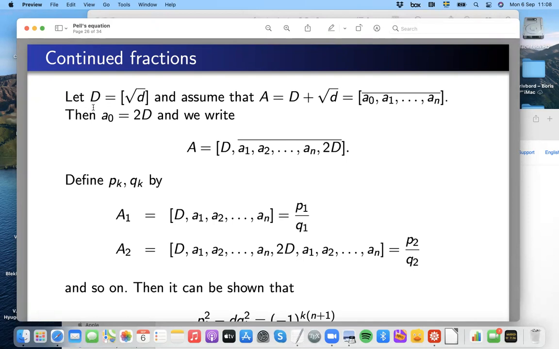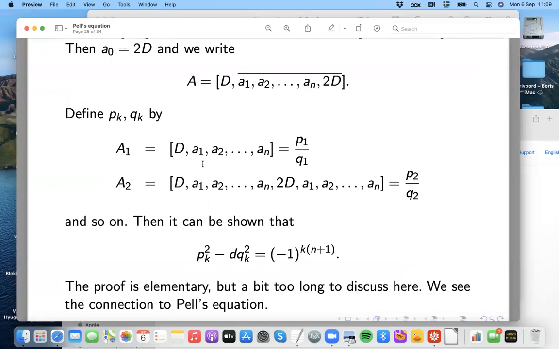So if we denote by capital D the integer part of the square root of d, and now take the number a, which is this integer part plus the square root of d, and then take its expansion, then the claim here is that a naught equals 2D. Anyway, let me tell you what it says.